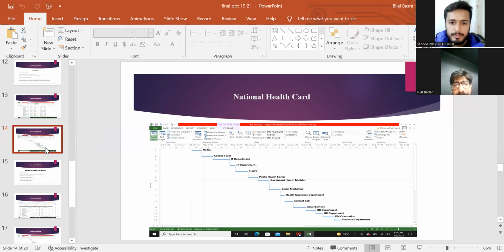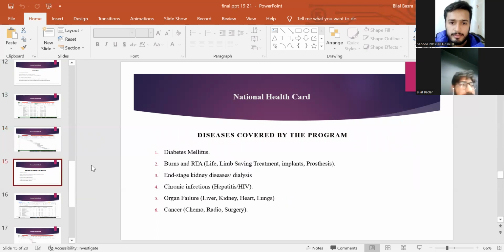Then there is a Gantt chart diagram that we can see by including some precedents. There is our team, NADRA team, then census team, IT department, and then NADRA. Then comes the public health sector, government health sector, social marketing, health insurance departments, the whole cell, advertisements, HR department, and PM or potential financial development.